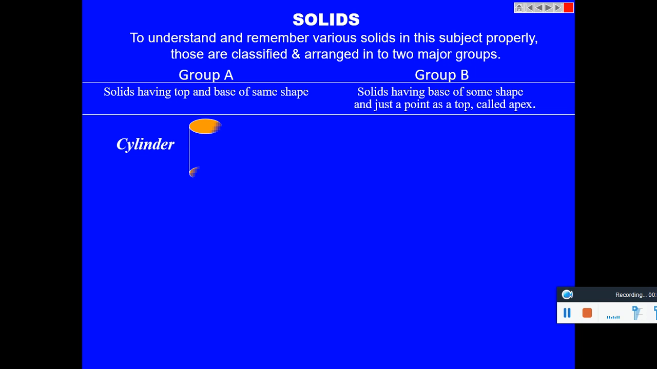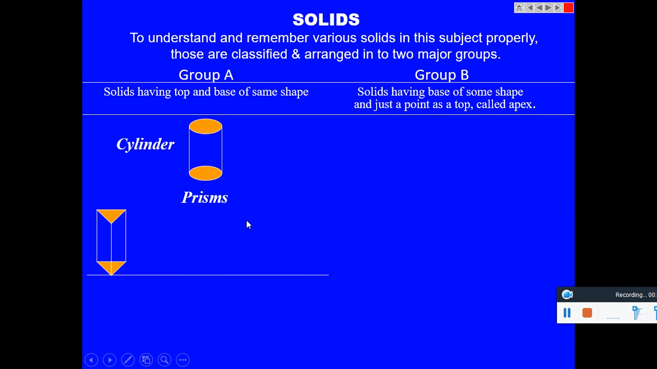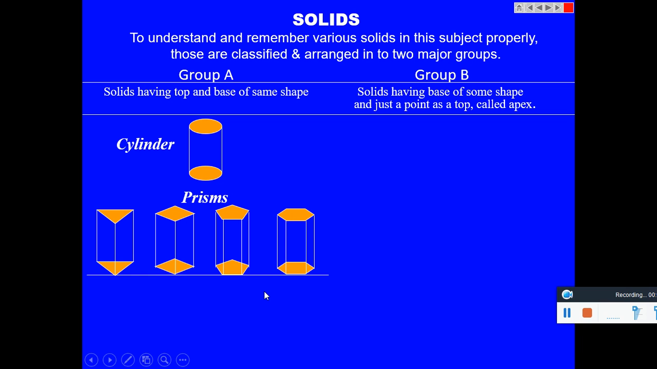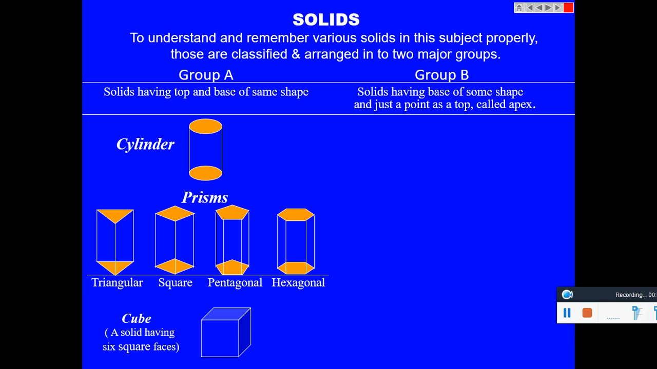Examples for Group A solids: a cylinder has the same shape at the base and top. Prisms: a triangular prism has the same shape at the base and top. Square prism, pentagonal prism, hexagonal prism, etc. Cube is also a solid, having 6 faces.